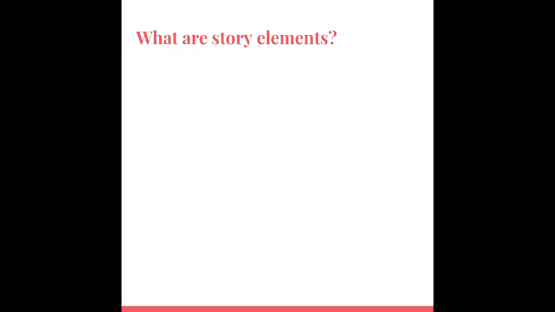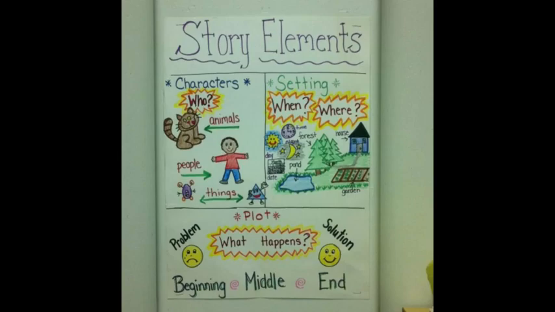So we talked about story elements last week. How many story elements do we have? You're right, 5. Good job. So some of the story elements that we talked about are characters, which is basically the who in a story. Who is in the story? Might be people, might be animals, or might even be things.